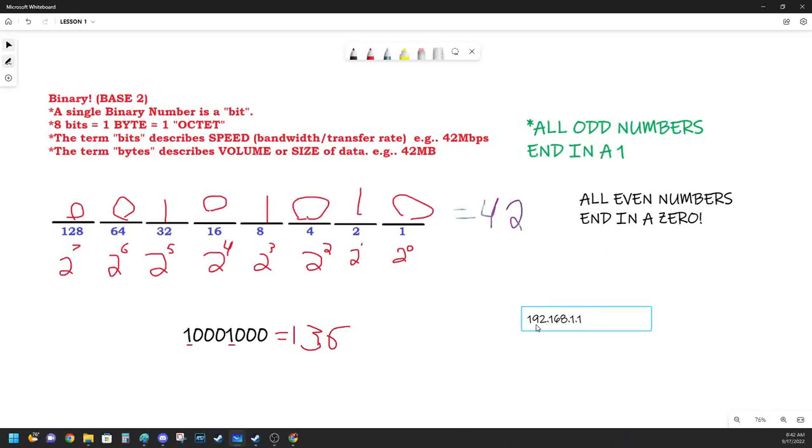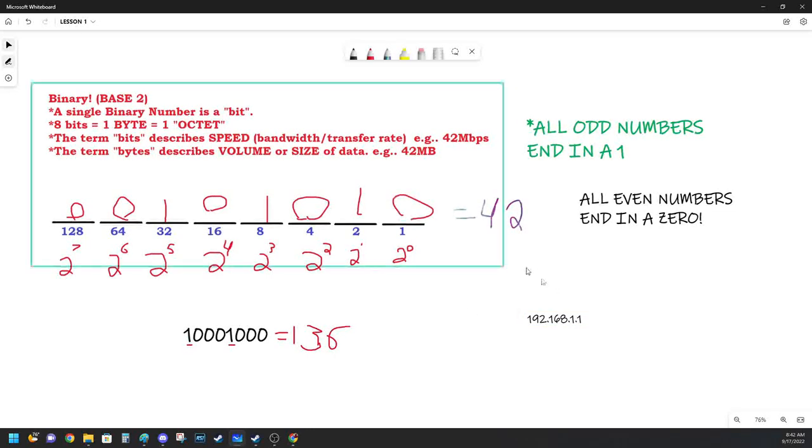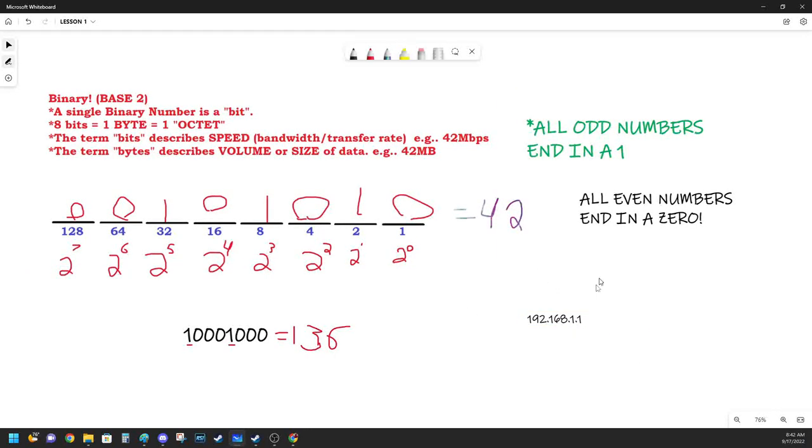Like, you know the number 192 ends in a zero. You know 168 ends in a zero. One ends in a one, obviously. All odd numbers will end in a one. So if you're converting numbers in future questions, if you keep these two bullet points in mind, it'll probably save you a solid amount of time in those questions.